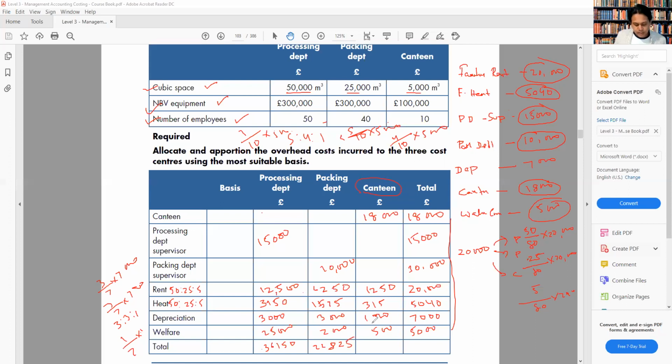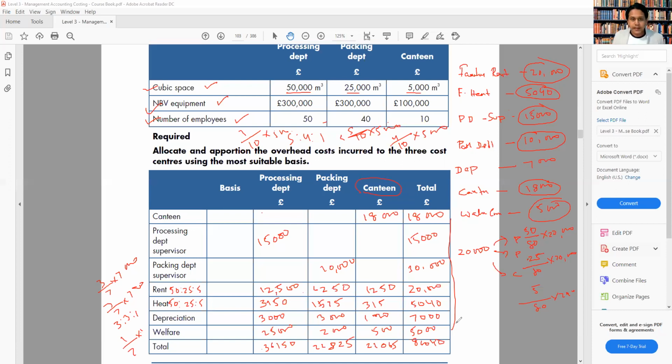And we have a canteen. We have 18, then 1250, 315, then 1500. So that will give you 21,065. Okay. And if I add the total, whatever it is, that will come here. Is it okay? 80040. Thank you, Kurt. So this is the question we have for the reapportionment.